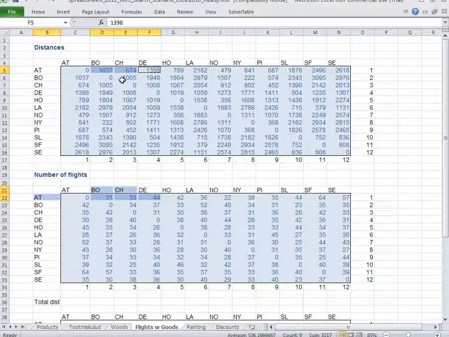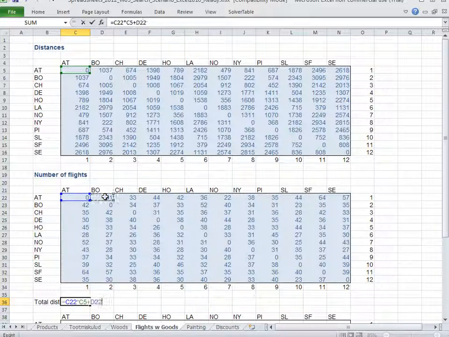And it turns out that if we want to know the answer to that question, we will have to start multiplying. Equals 0 miles times 0 times flown, plus 31 times flown times 1037 miles, plus 33 times flown times 674 miles, plus 44 times flown times 1,398 miles, plus 42 flights flown times 789 miles.